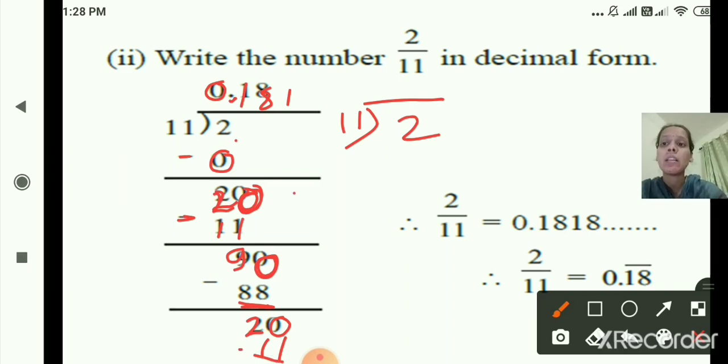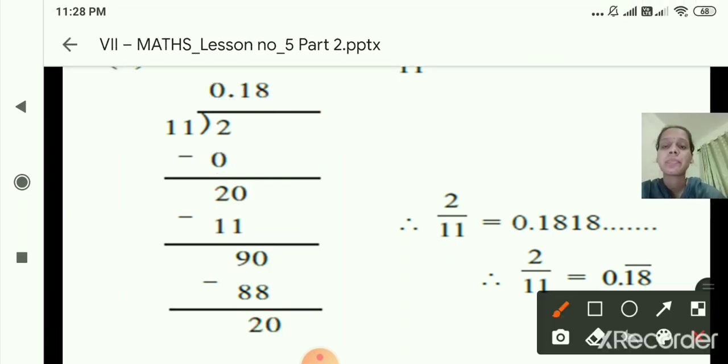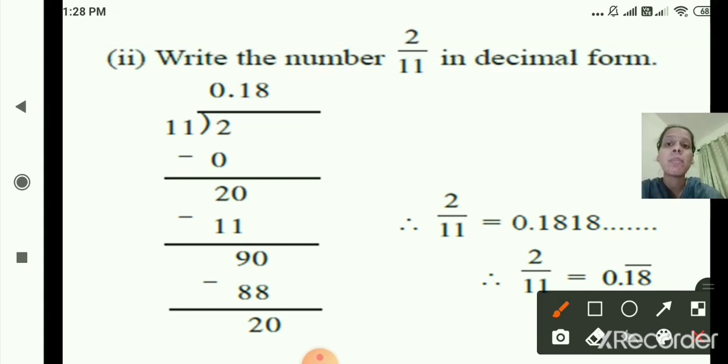So these numbers are continuously repeating. We will get the same form again and again. This 1, 8, 18, this number is continuously repeating. We'll get 1, then 8, then 1, then 8 after dividing. So in the answer, instead of writing 18 again and again, this whole number, the whole digit group 18, is continuously repeating.